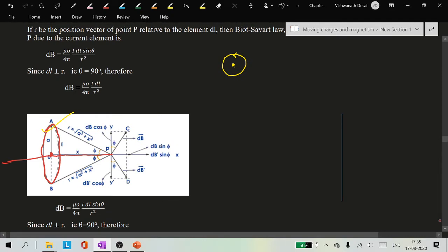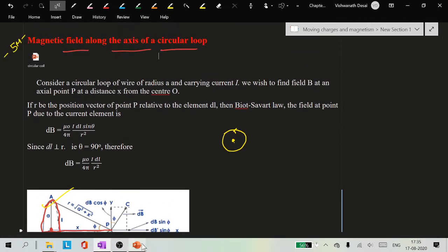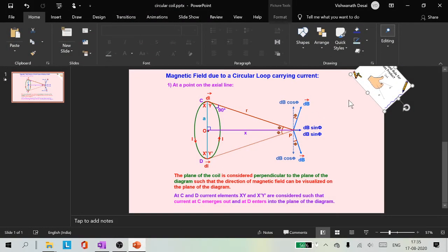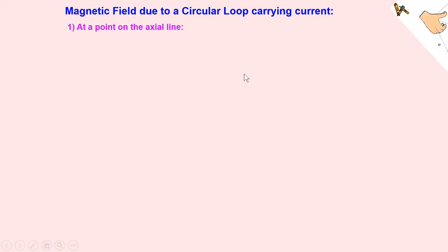Now the figure is looking a little complicated, but it is an important derivation. You must practice it. So I'm going to draw the diagram properly. You can see how to draw the diagram. I have a PPT representation over here. The heading is the magnetic field due to a circular loop carrying current. I am going to calculate the magnetic field at a point on the axial line. So let us draw the diagram.